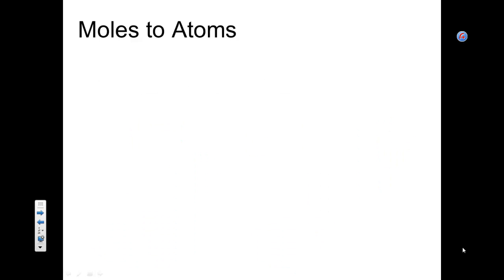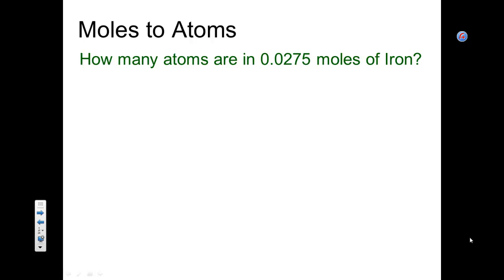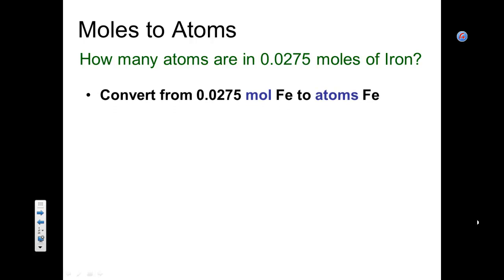Let's go ahead then and first look at how to convert from moles to atoms. Here's a typical problem that you might see in chemistry class. How many atoms are in 0.0275 moles of iron? When you look at these problems, you want to really pay attention to what you're converting from and what you're trying to achieve at the end of the problem. In this case, we're converting from moles of iron to atoms of iron. If we're going to do that, again, we need to know how many atoms are in a mole. Good old Avogadro's number there, 6 times 10 to the 23rd.